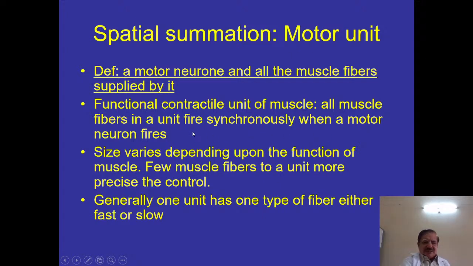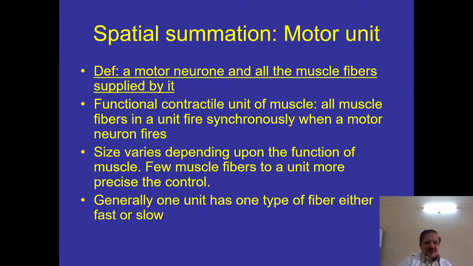All the muscle fibers in the unit fire synchronously when a motor neuron fires. So from one motor neuron, the axon goes into the muscle cell and stimulates it. That is called a motor unit. The functional contractile units, all the fibers of the unit, fire synchronously when a motor neuron fires. Size varies depending upon the function of the muscle.